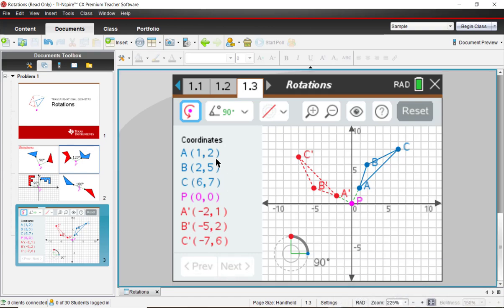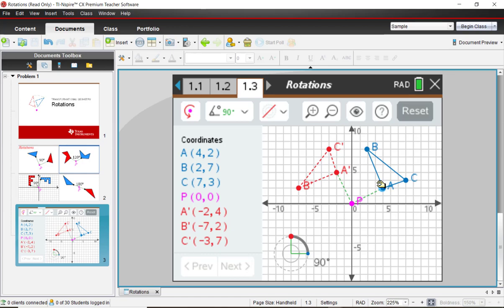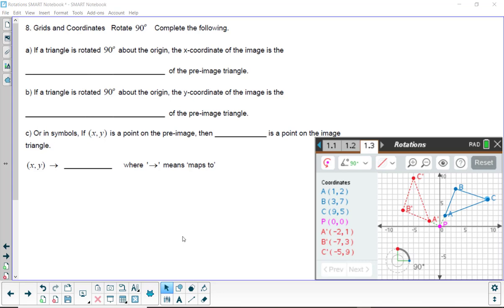Now again, this is only one pair of triangles, so we want to go ahead and grab point C and move it to a different place. See if our pattern that we thought we saw is still true. Pull point B a little bit. Point A a little bit. Maybe move the triangle a little bit. Does your conjecture seem to be holding true? If so, let's go ahead and complete that. Press resume when you're ready to resume.